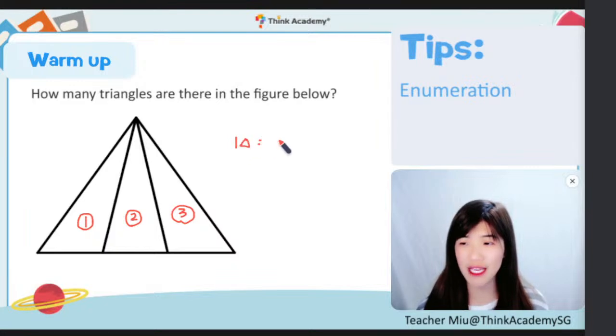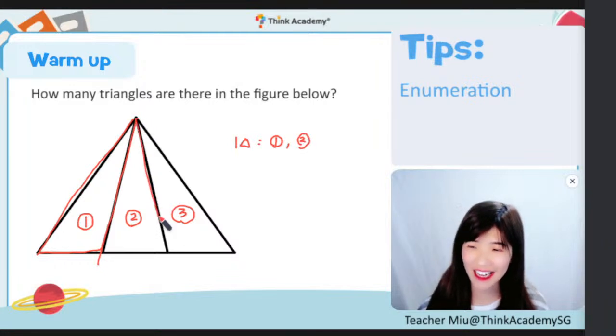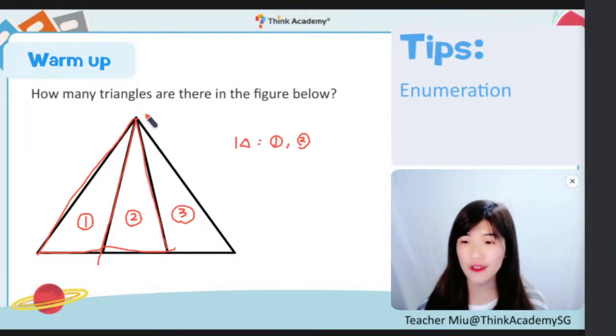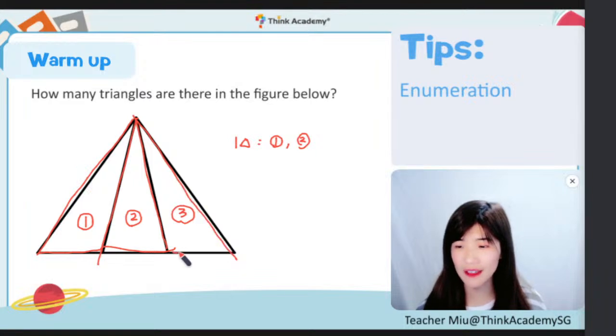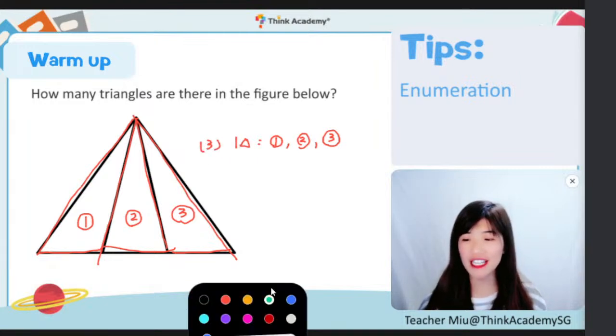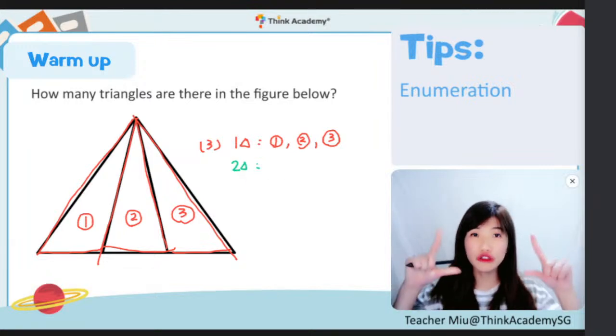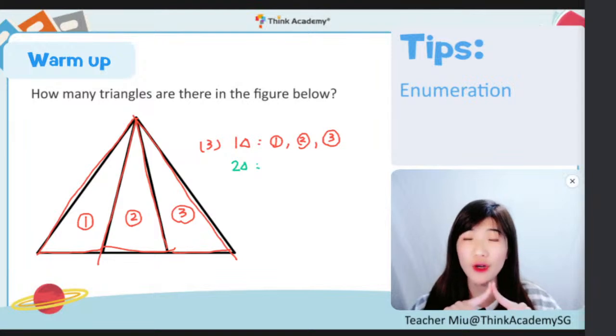So 1 is the first triangle, right? As you can see, this is one triangle. And then 2 is the second one, and then we also have 3 as the third one. So if we only consider the smallest parts of the triangle, we have 3 of those. But then what can we do? We can combine 2 smallest parts of the triangle to make a bigger one.